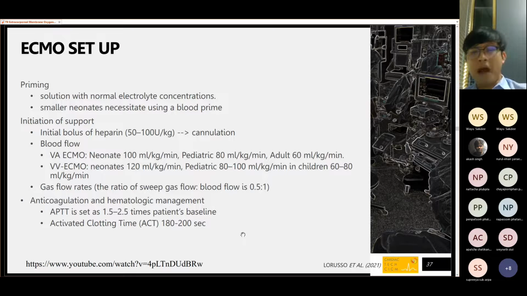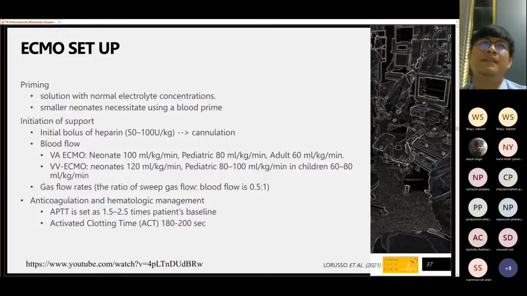After that, the next step is preparing the circuit, right? So we do need to know about ECMO priming. A solution for priming is using a clear solution with normal electrolyte concentration, like normal saline or Ringer's solution.